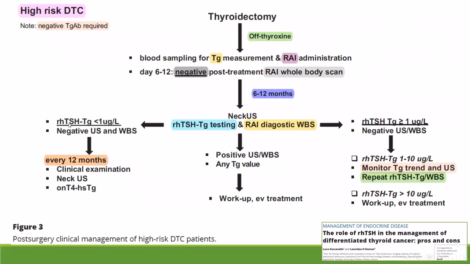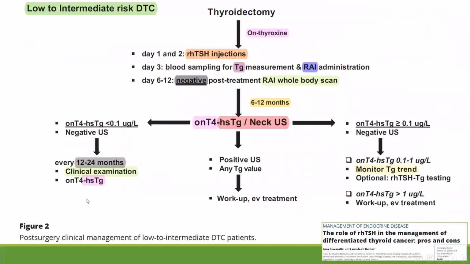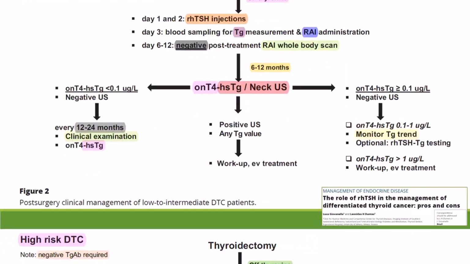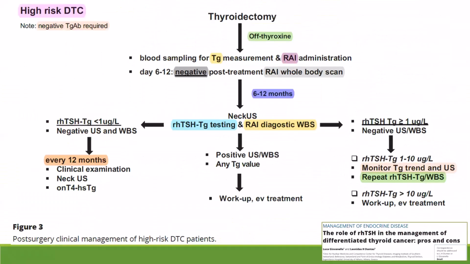If undetectable TG with negative thyroid sonography and negative whole body scan, in this situation, I will follow up my patient every year by clinical examination, neck sonography, and the TG. So, in the previous group, no sonography in the follow-up if the first TG and sonography are negative. But in high-risk patient, sonography is mandatory every year, clinical examination and the TG is mandatory. If positive sonography or whole body scan or any TG value, I should work up and reevaluate for recurrence.